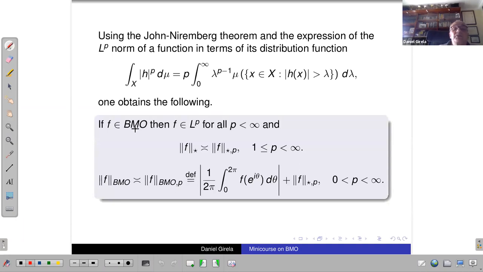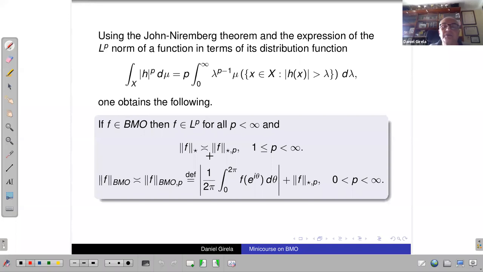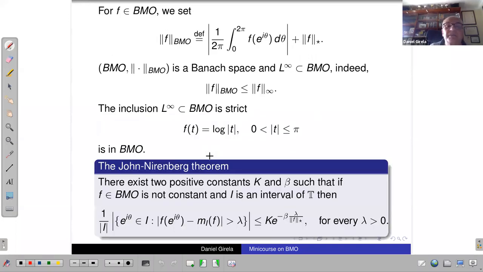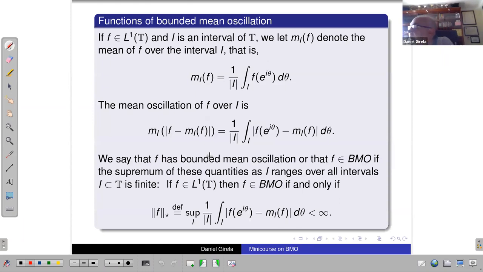that if we have a function which is in BMO, then we can obtain an expression which is equivalent. The point is that we can put here, instead of the L^1 norm, the supremum over I. Then we define this: instead of taking the L^1 norm, we take the L^p norm of f minus the mean of f, and then we take this supremum, and this is what we are going to call f star p of f.